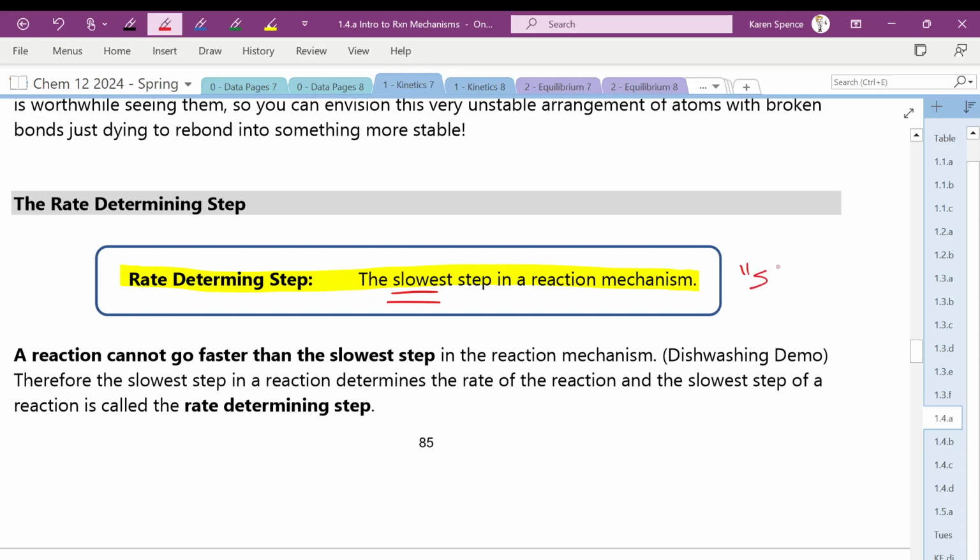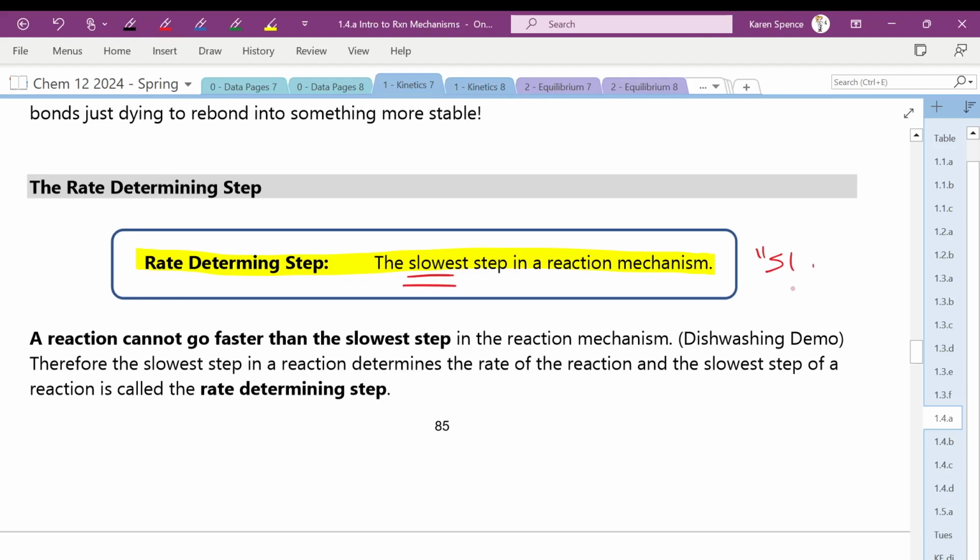What is wrong with this pen? There we go.